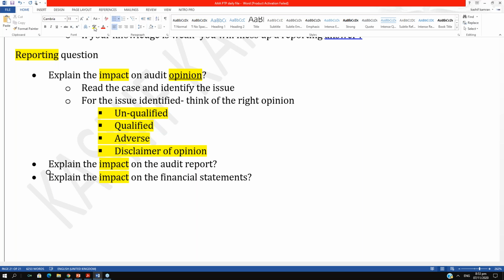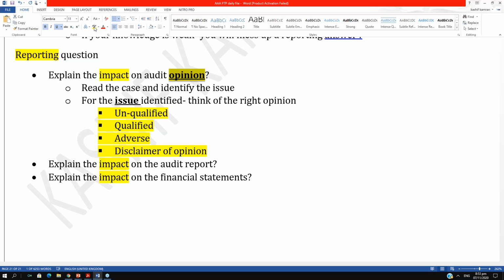You're just thinking about opinion, right? So whatever the problem or issue is in the case study, carefully read it and see for that particular issue: should you give an unqualified opinion? Should you give a qualified opinion? Should you give an adverse opinion or a disclaimer of opinion? Is that clear to everyone?